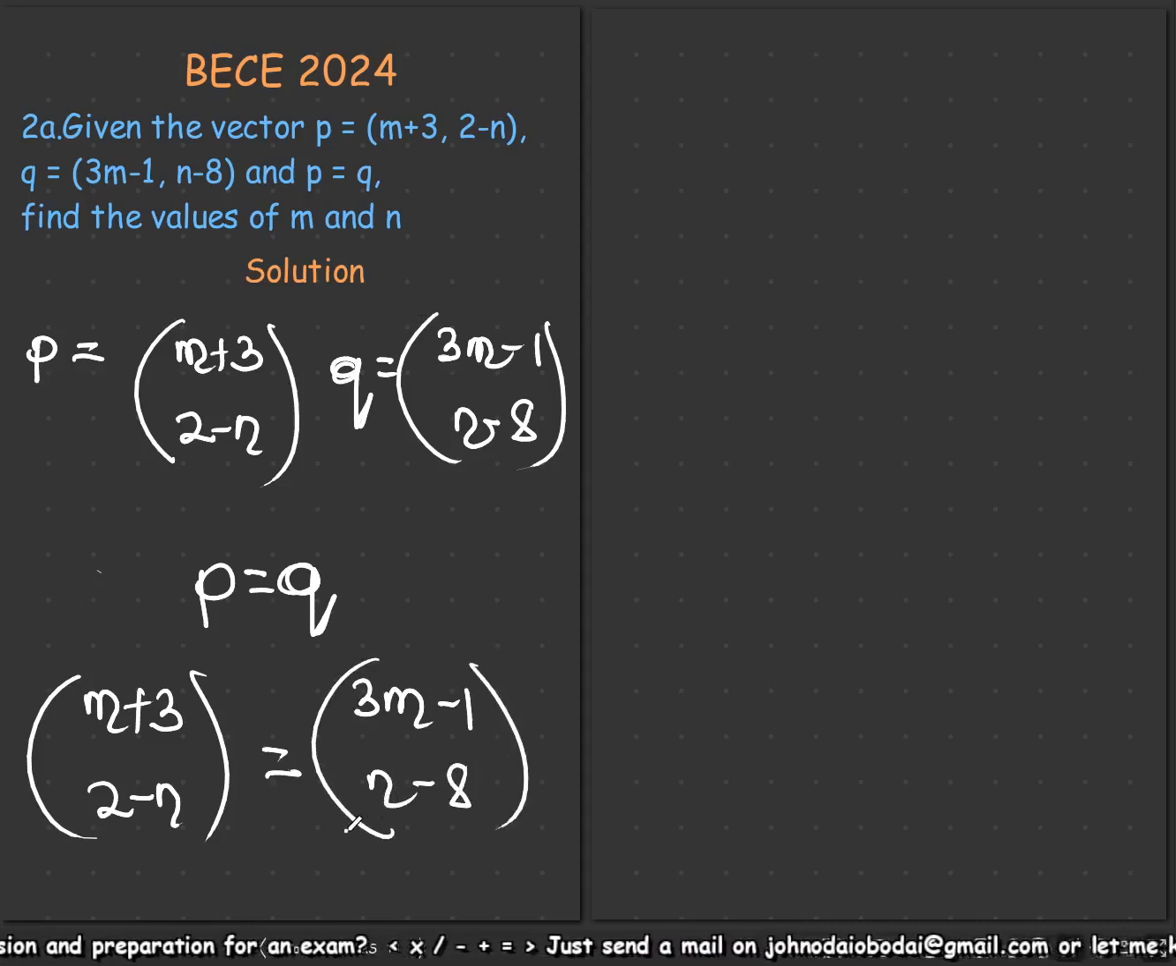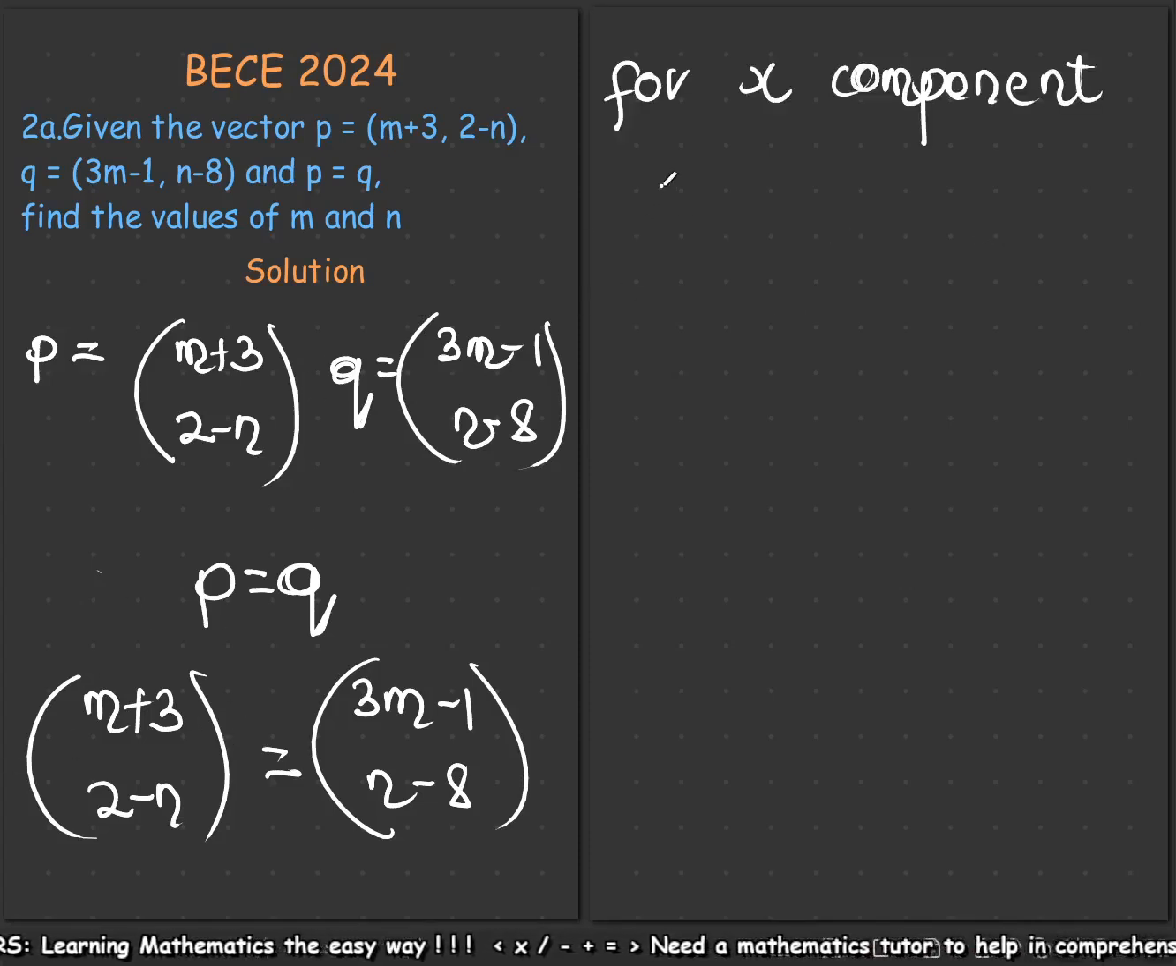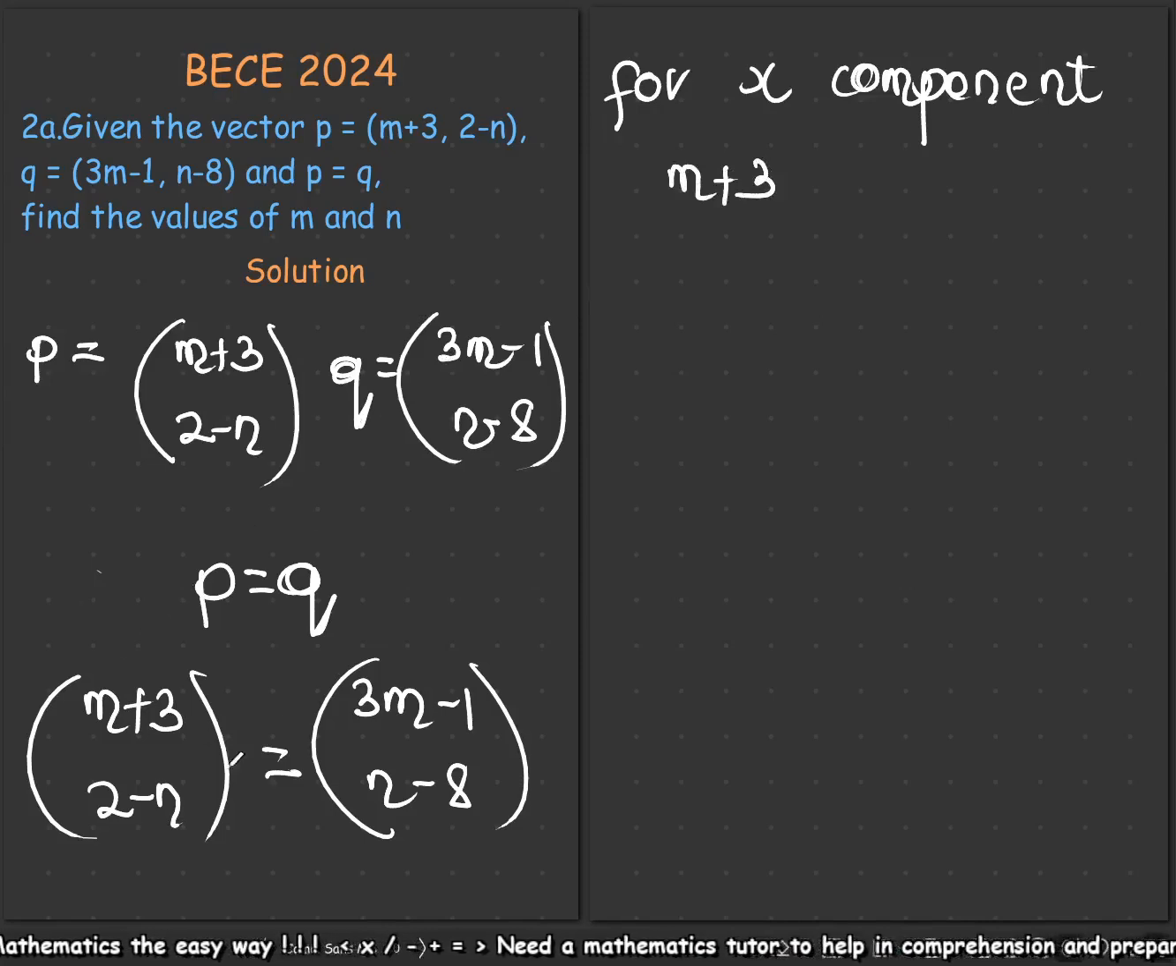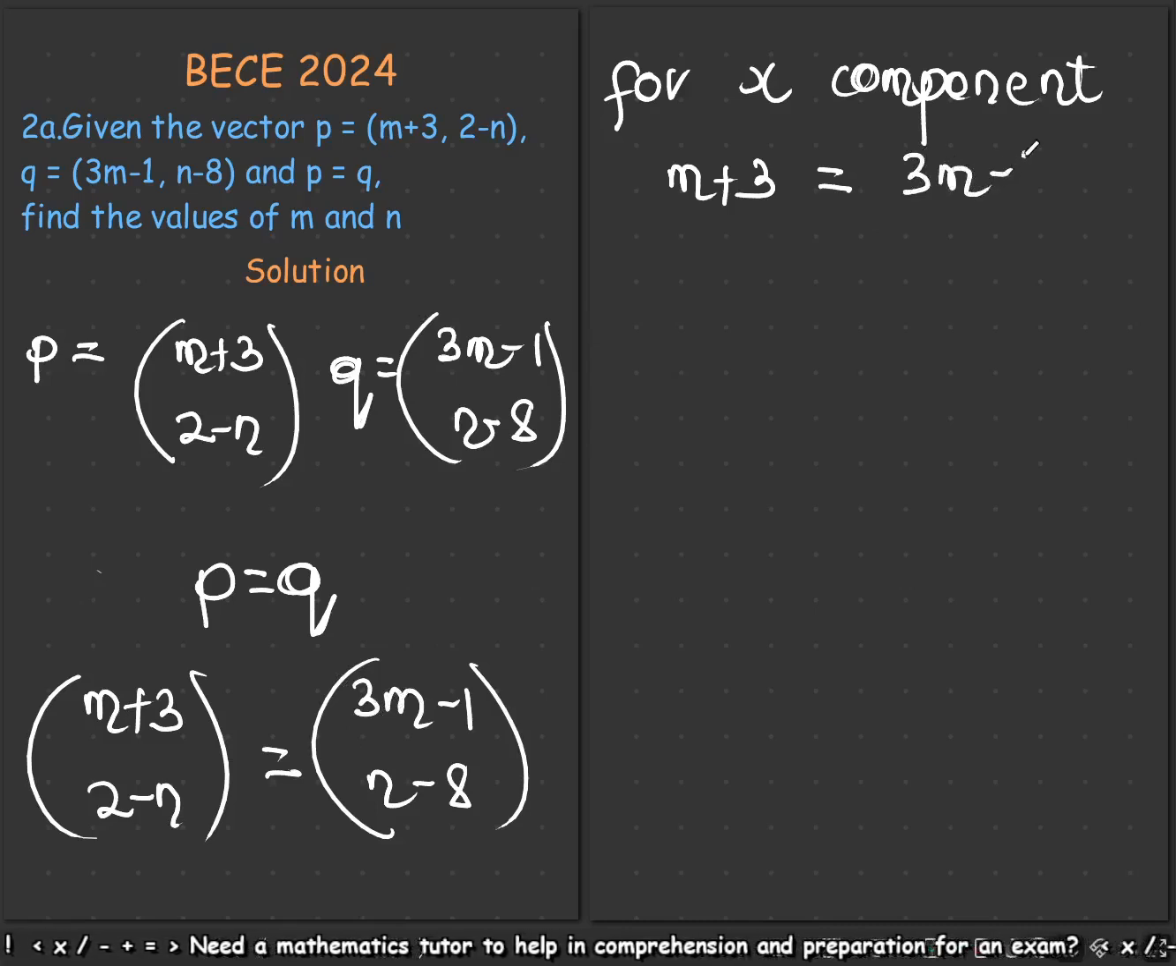You see? So with that said, under vectors, if we say two vectors are equal, then it means their corresponding components are also equal. That is, the x's are equal to the x's and the y's are equal to the y's, right? So let's first of all take the x component. That is the first ones. So for the x component, we are going to have m + 3 being equal to 3m - 1. And all we want to do now is to make m the subject.